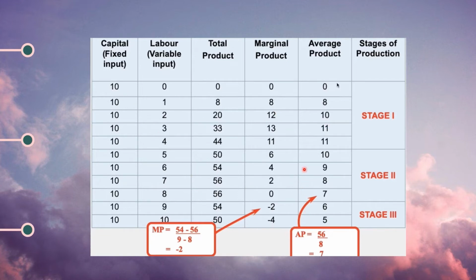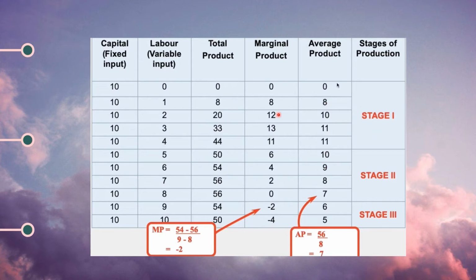So why must we calculate each of these concepts, each of these TP, MP, AP? Why must we calculate all this? It is because it's important to identify the stages of production. Why are the stages of production important, and why must we know stage 1, stage 2, stage 3? Because we need to identify which production is the most efficient one. Where is the production most efficient? That is why we need to know the stages of production.